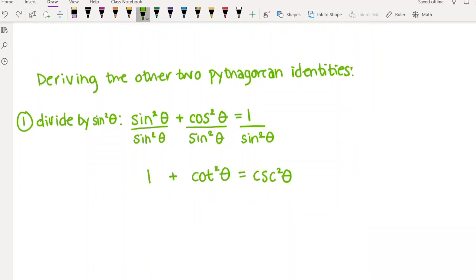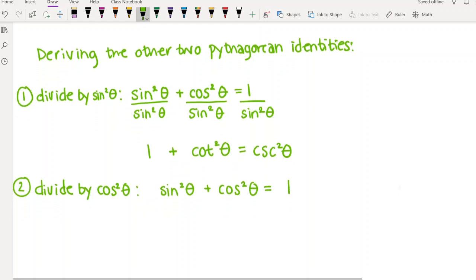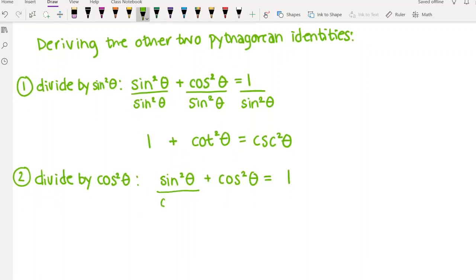Okay, so how do we get the other one? Well, similarly, we take our original equation and divide everything now by cosine squared and see what that gives us. The original equation again was sine squared of theta plus cosine squared of theta is equal to 1. If we go through and divide everything in there by cosine squared of theta, that will give us another true statement.